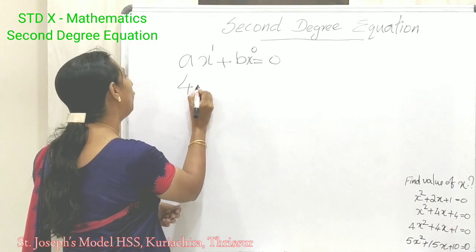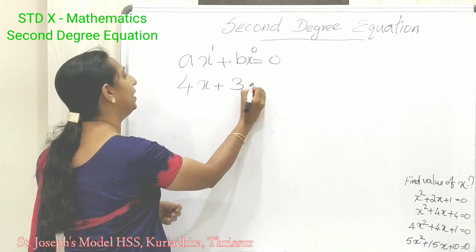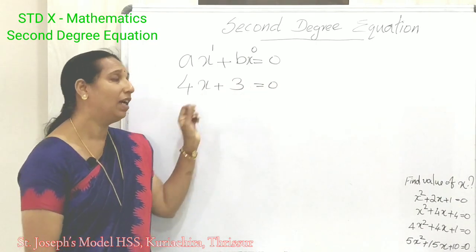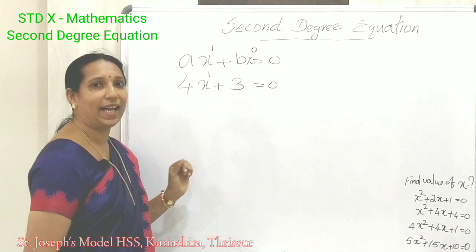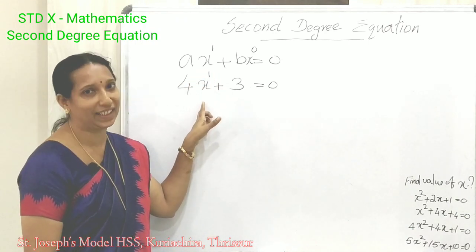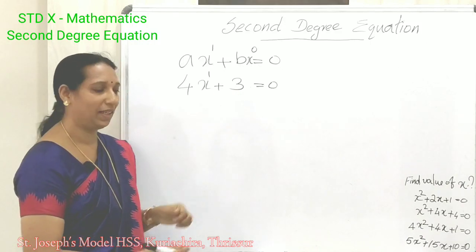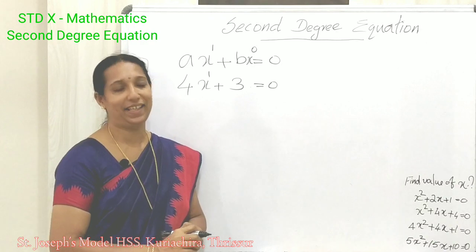Can you say any example for the first degree equation? Yes, that is 4x plus 3 is equal to 0. In this equation, x be the variable, power of x is 1 and 4 be the coefficient of x raised to 1 and 3 be the constant number. Okay, now we start second degree equation.